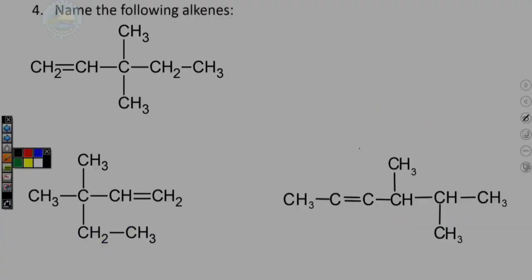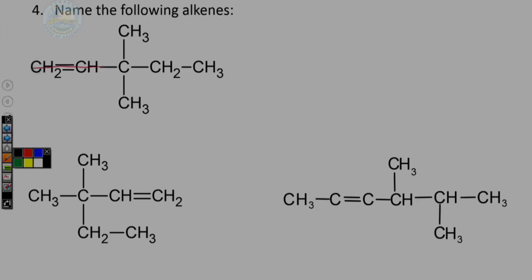So the question here is name the following alkenes. So we need to name these alkenes. All right? So let's name them. So exciting stuff. So first thing we need to find the double bond, the one with the lowest number, and we find the longest chain. So the longest chain, let's try.